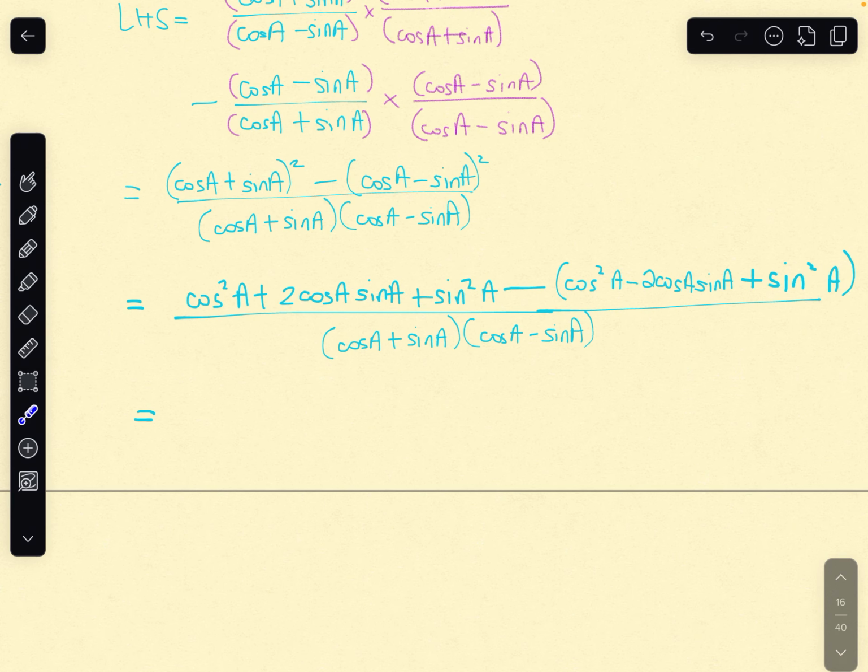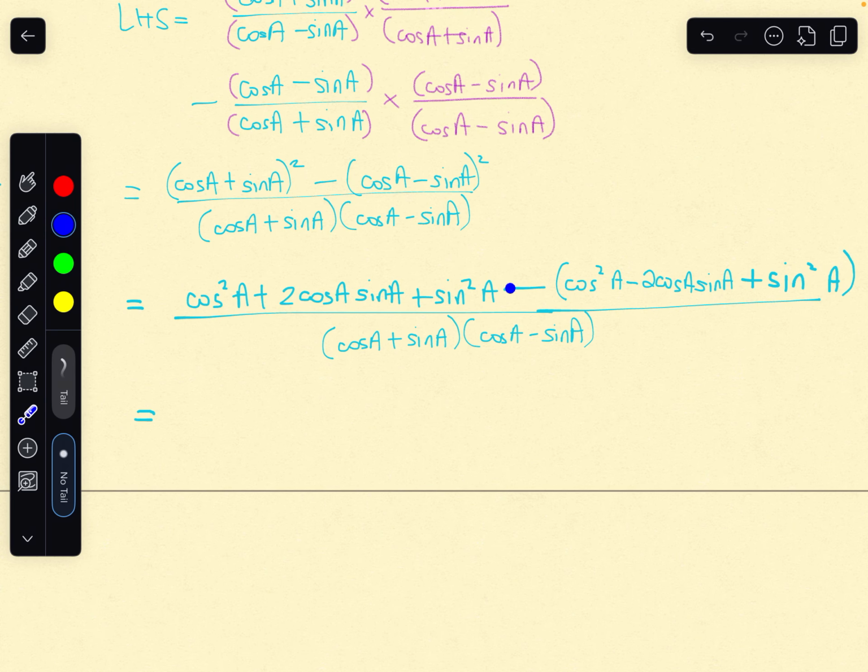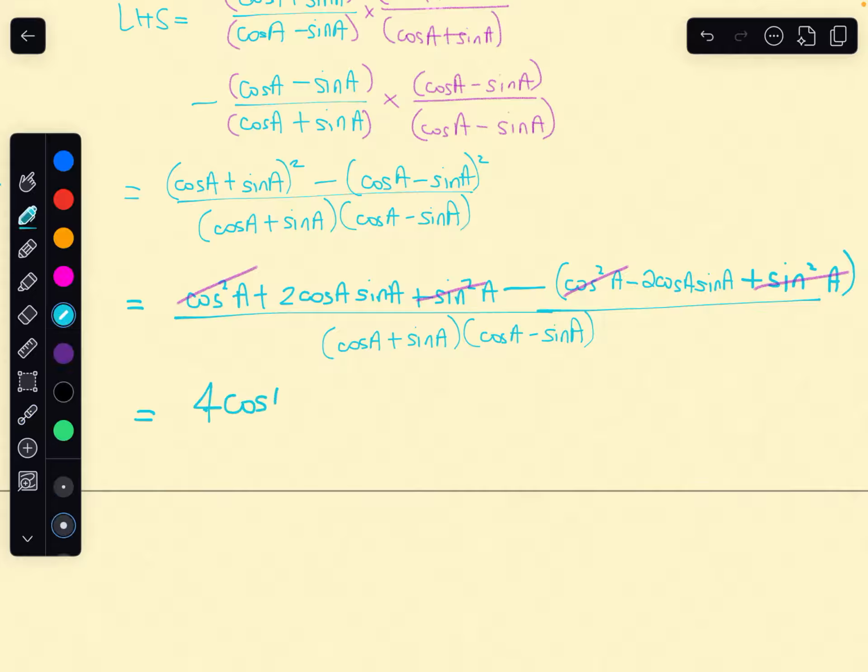Right, so we've got cos squared A minus cos squared A, so these are going to cancel out. Okay, and then we have sine squared A minus sine squared A, so those two are also going to cancel out. So then all we're left with at the top is 2 cos A sine A minus 2 cos A sine A. So that's going to be 4 cos A sine A.